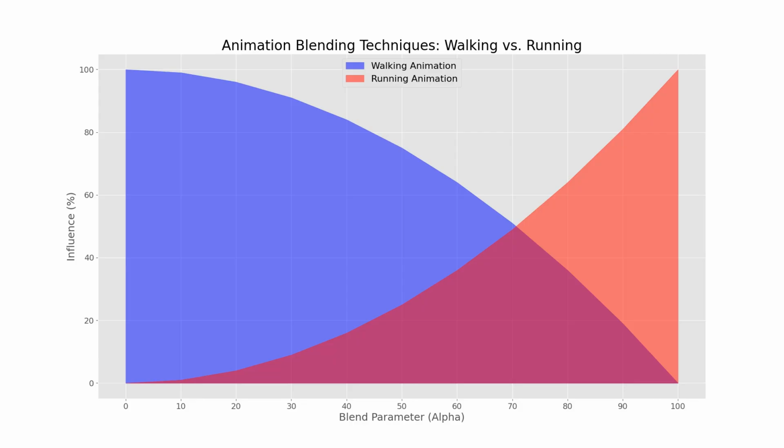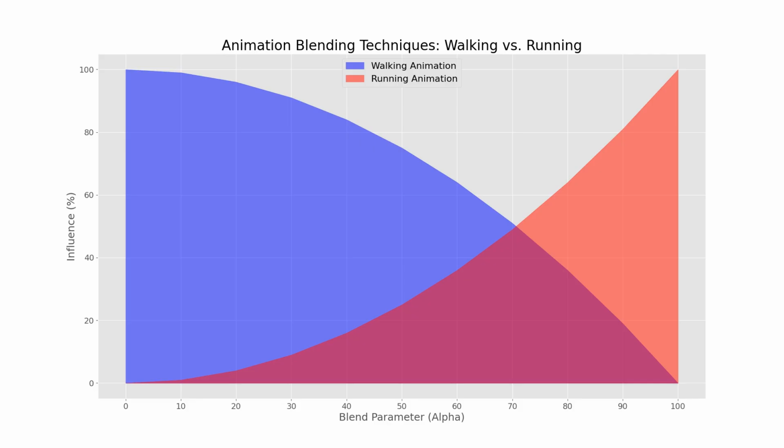So, the displayed figure, titled Animation Blending Techniques, Walking versus Running, plots the influence percentage of two animations, walking in blue and running in red, against the blend parameter labeled alpha, which ranges from 0 to 100. Key patterns are readily observable. The walking influence starts at 100% when alpha is 0 and then decreases non-linearly as alpha increases. On the other hand, the running influence begins at 0% and increases non-linearly toward 100% as alpha approaches 100.